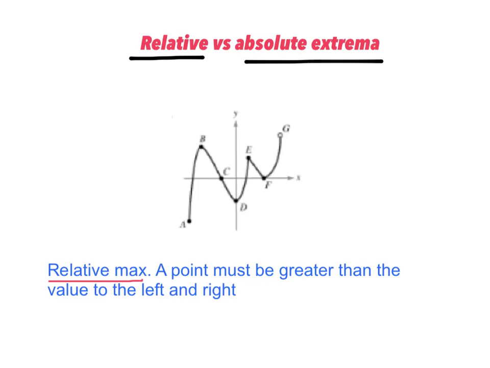A relative max occurs when a point must be greater than the value to the left and the right of it. So a relative max happens when you're greater than the point to the left and right. So obviously B could be a max. I'm not going to consider A at all, but B could be a max. Is B greater than the point to the left and the point to the right? I would say yes. So let's label B as a relative max. Do you have another relative max? Well, if I go to E here, E is greater than the point to the left and to the right. So I have another relative max at E.